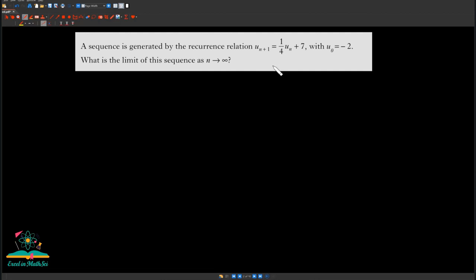So to get the limit, remember, that would be b over 1 minus a. And remember, this is a here and this is b here. So we have the following. In other words, a is a quarter and b is 7. So b is 7, so that's 7 over 1 minus a quarter.